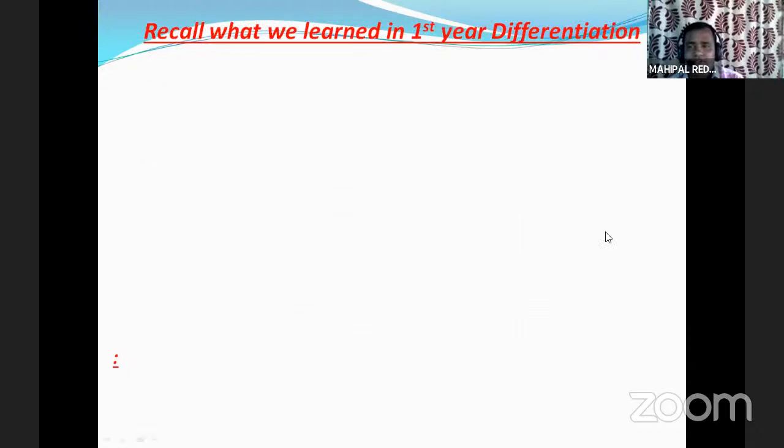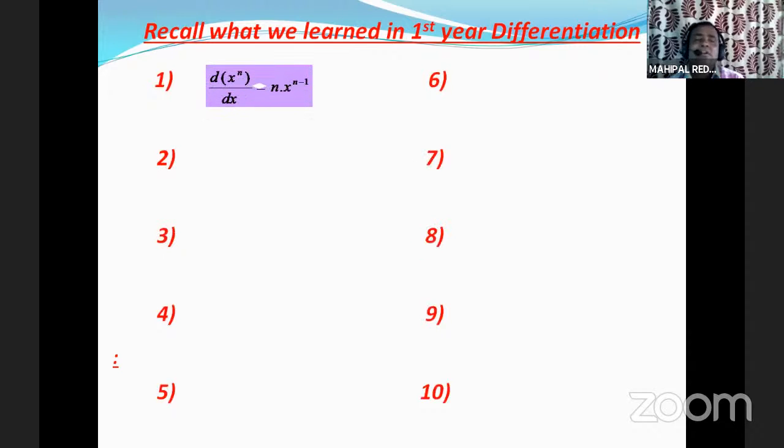So recall what we learned in intermediate first year. In 1B, you learned differentiation. So I am going to recall some of what we learned in 1B. You already learned the derivative of x power n: d of x power n by dx equals n into x power n minus 1. And the derivative of the exponential function e power x is e power x.